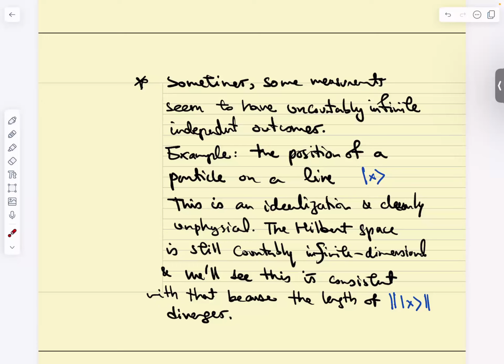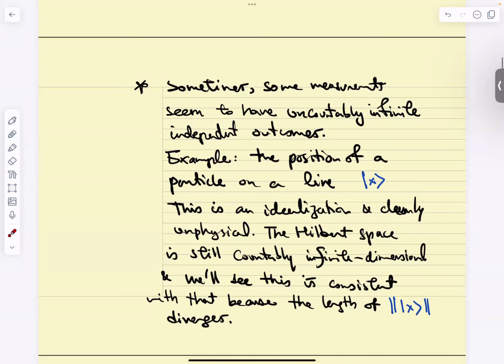Now, such a thing is physically an idealization and physically unreasonable. So the Hilbert space is still countably infinite dimensional, and we'll see how to explain this phenomenon in the language of this Hilbert space. I just wanted to point out that even though the position of a particle seems to be a continuous variable, with an uncountably infinite set of outcomes when you measure it, that is actually an idealization. That's just a comment on the side. We're going to come back to this later. You don't need to worry about continuous variables for now.